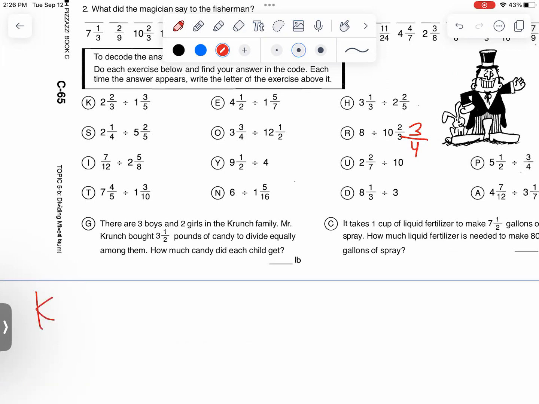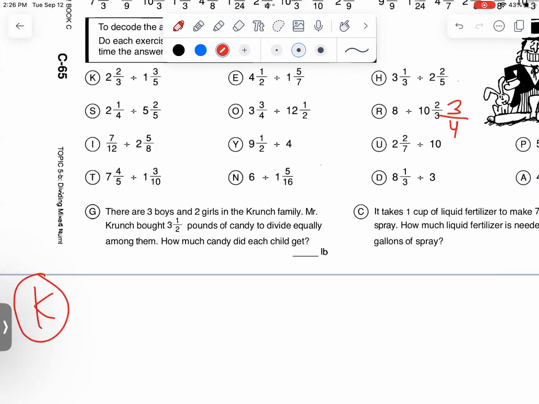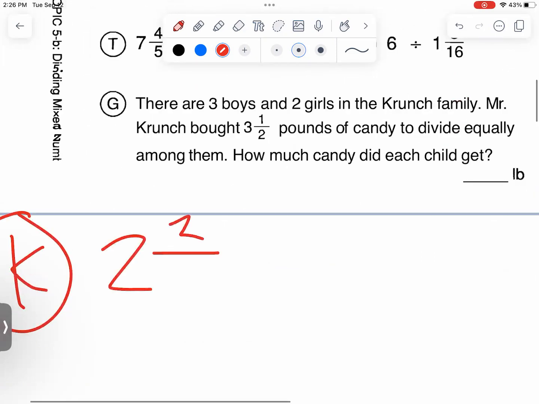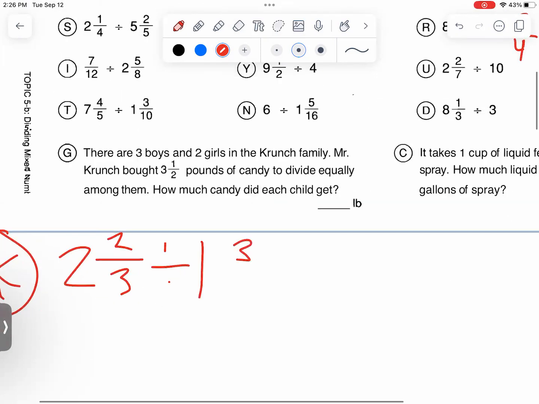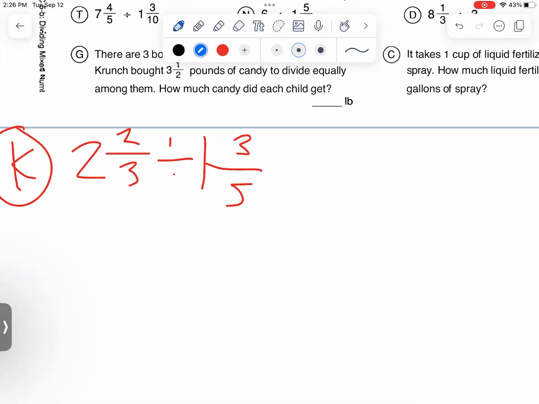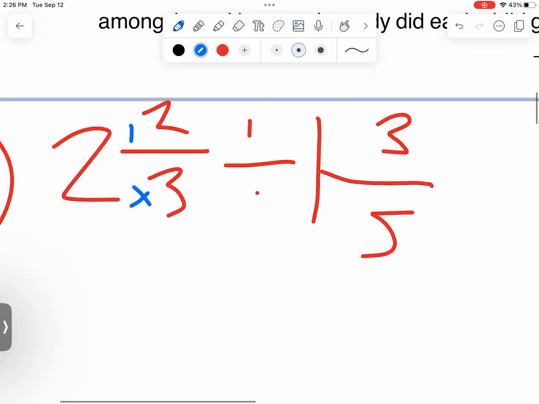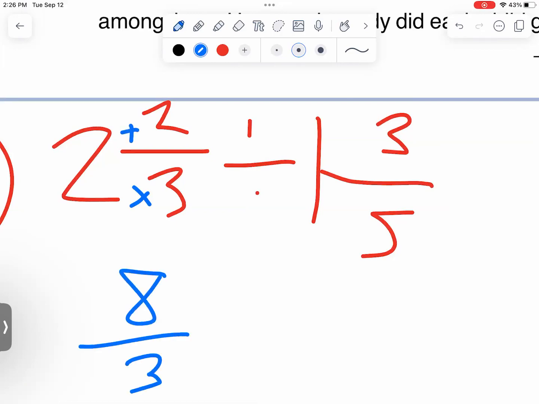All right, so K, we have 2 2/3 divided by 1 3/5. First step, we need to make these mixed numbers improper fractions. 2 times 3 is 6 and 2 is 8/3. We'll leave this division for just a moment. Then that's going to be 8/5.